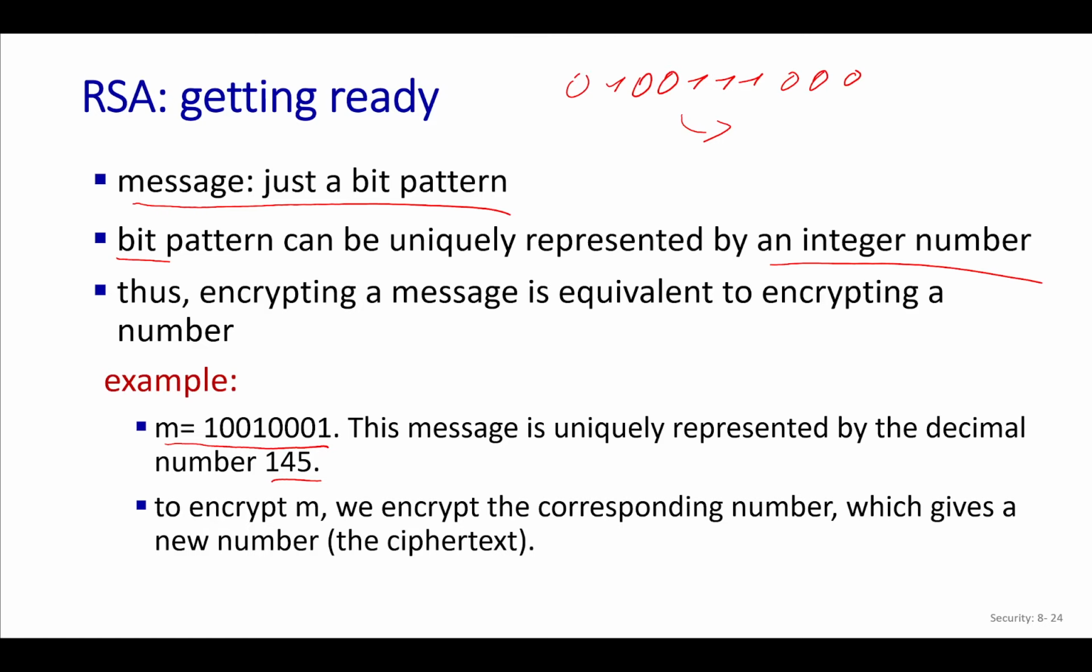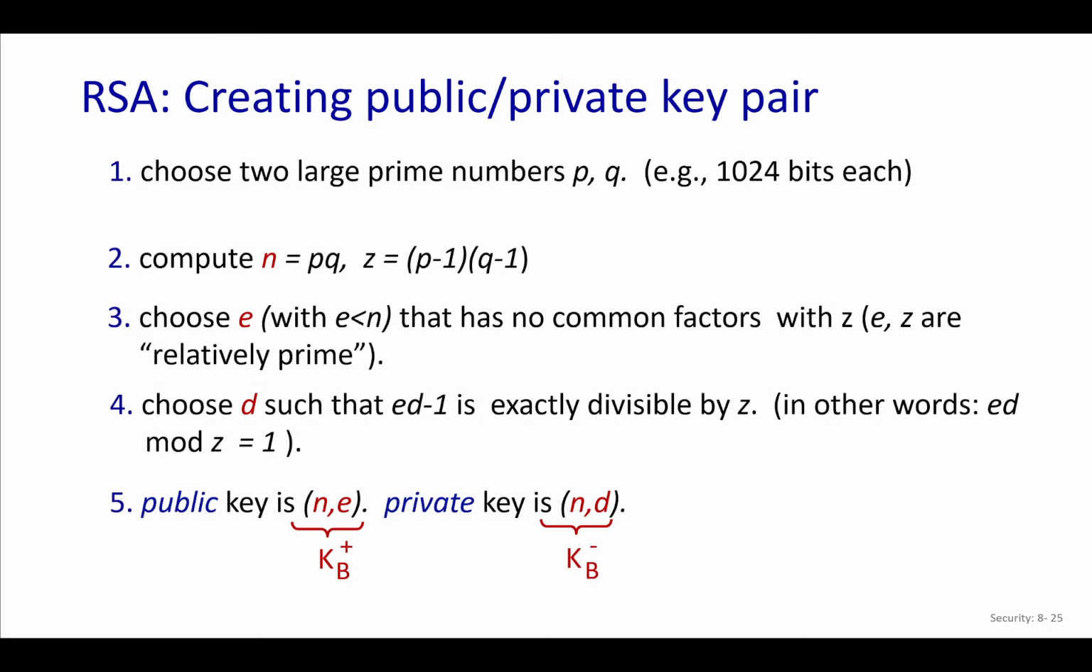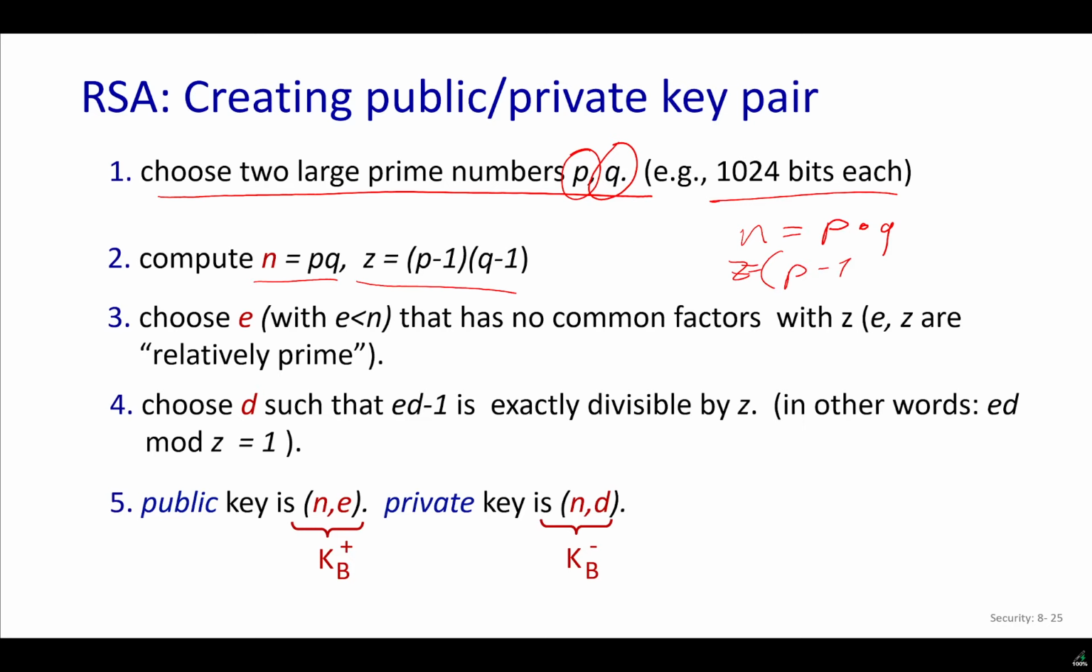So let's see how this works. RSA starts with two large prime numbers, 1024 bits each. So we have two prime numbers, p and q, and we first compute n equals p times q. That's achievable. Then we calculate z as p minus 1 multiplied by q minus 1. A little bit strange why we need this, but let's do it.